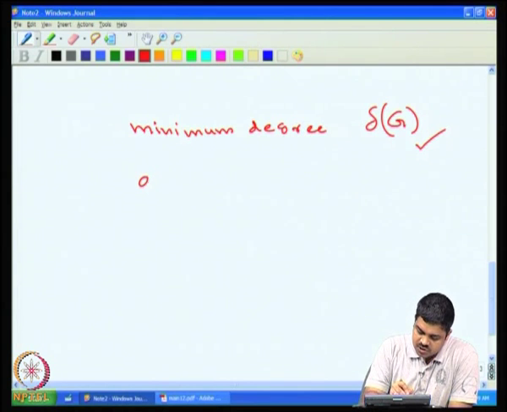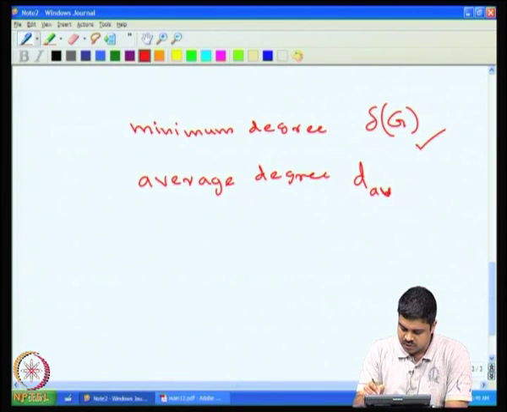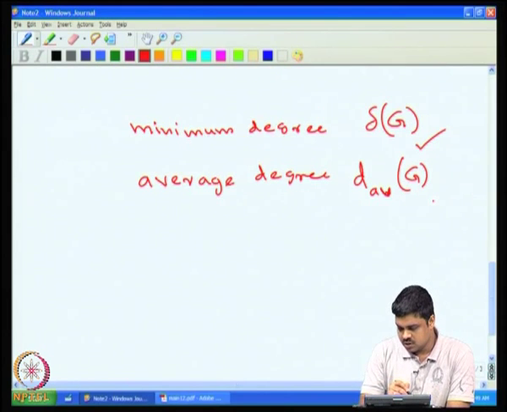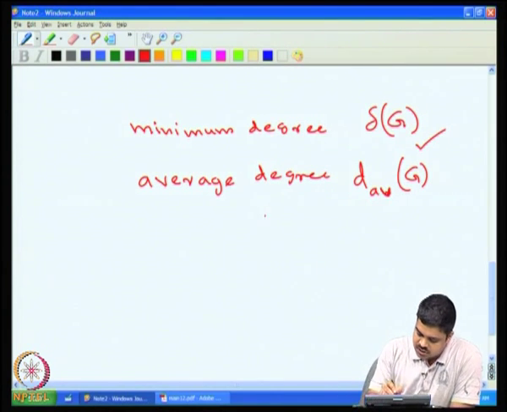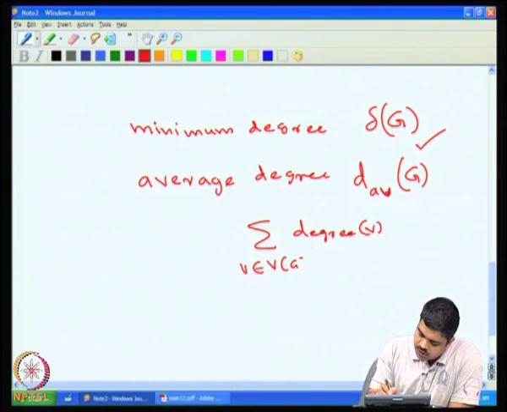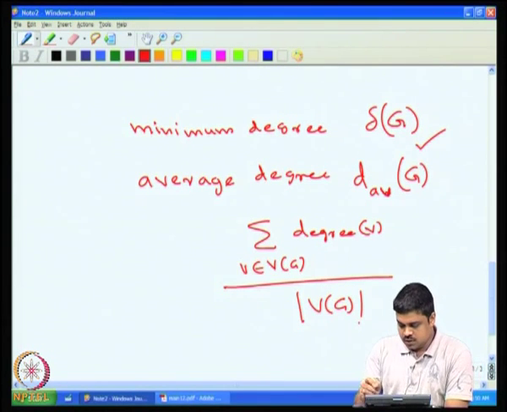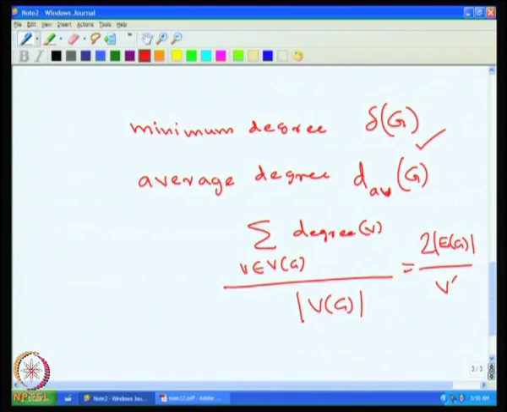And then there is something called the average degree. Sometimes I write it as d average, or sometimes as d of G. The average degree of G is essentially the sum of degrees of v, for v in V of G, divided by the cardinality of V of G. This is essentially 2 times E of G, the number of edges in the graph, divided by V of G. Why 2 times? Because the sum of degrees is double the number of edges.